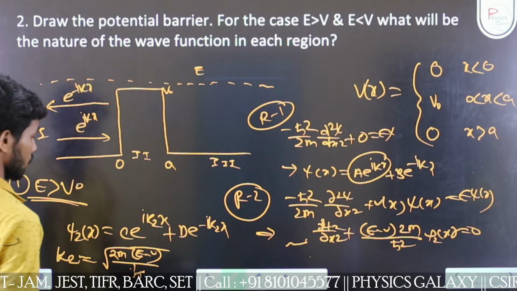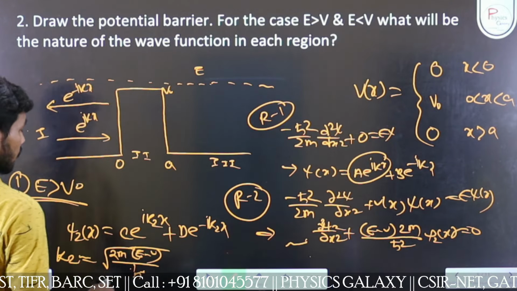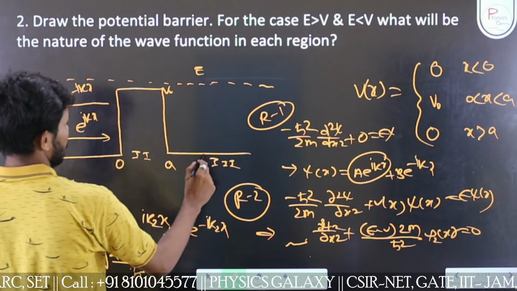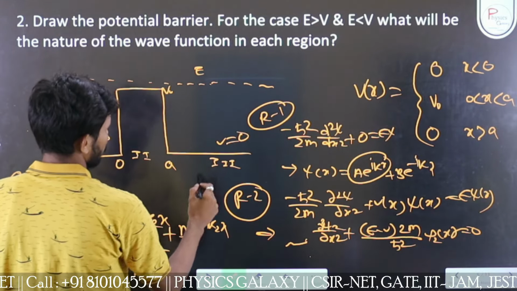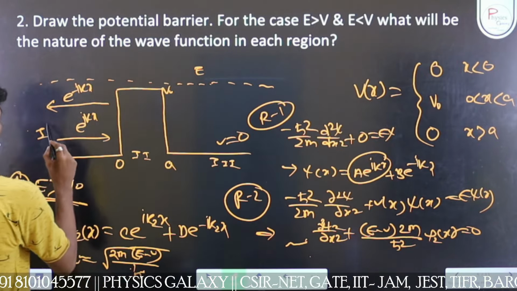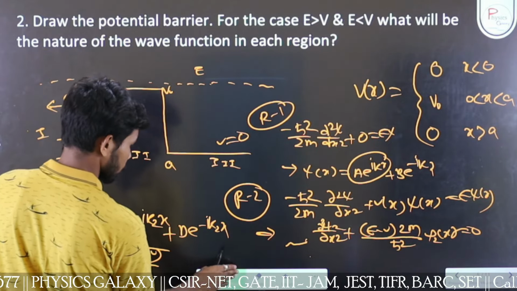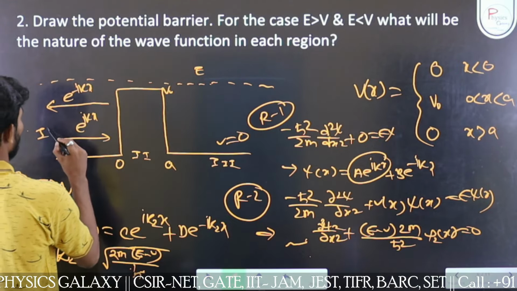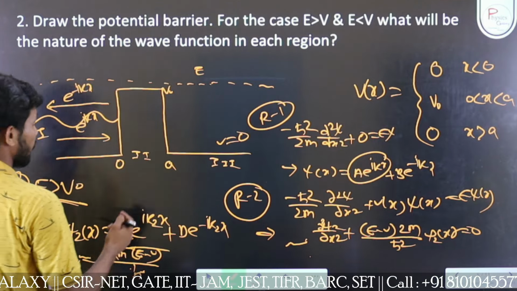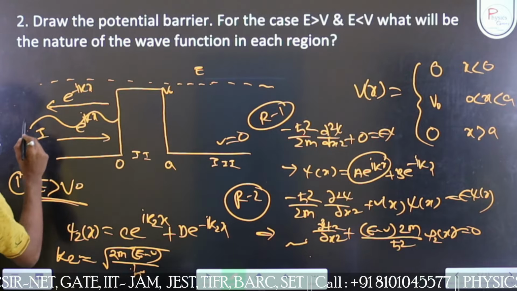Okay, so in the second region the wave function is oscillatory, and in the first region it is also oscillatory, and as potential is 0 in the third region, the wave function will be oscillatory there too. It will be of this type. But in the second region the amplitude will be larger.